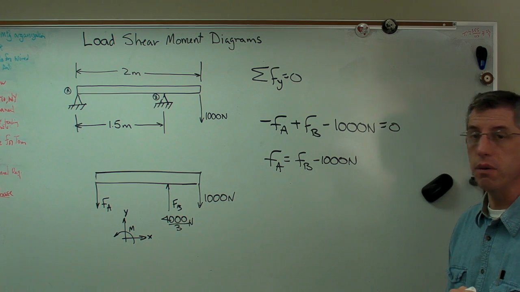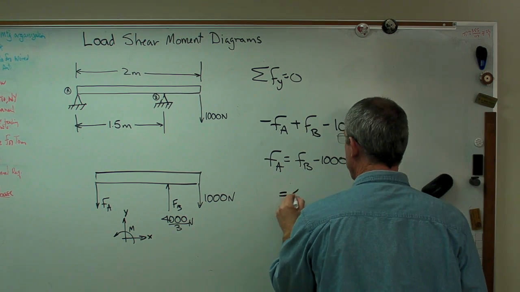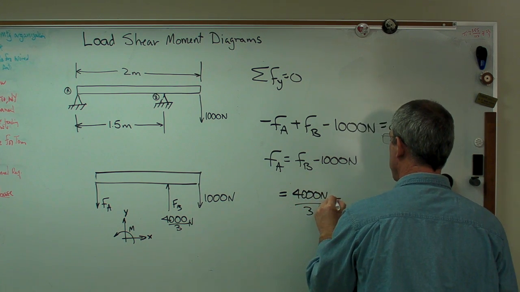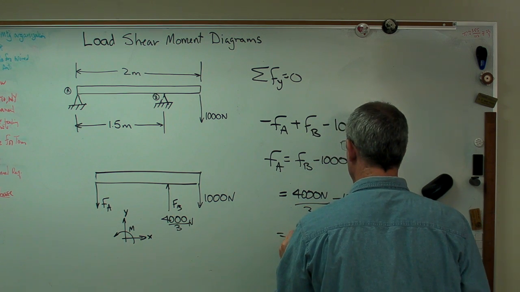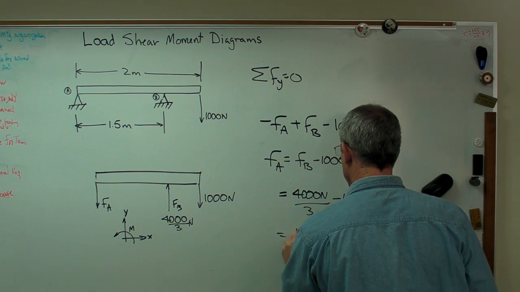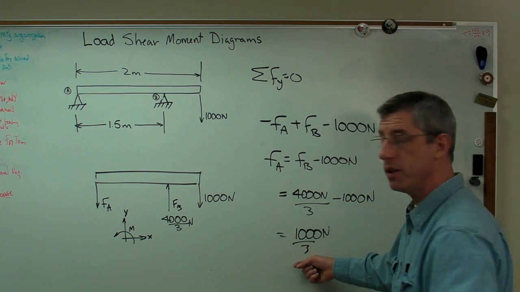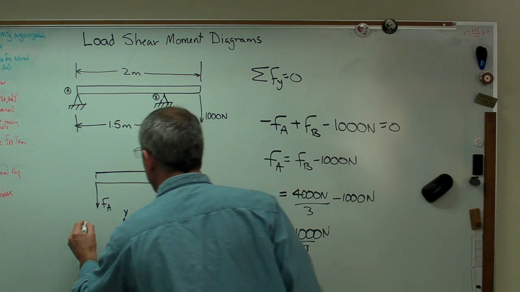Okay, so FA equals FB minus 1,000 newtons. Well, I already know FB, so that's 4,000 newtons over 3 minus 1,000 newtons, and that's going to give me a result of 1,000 over 3 newtons. And since it's positive here, it means I've assumed the right direction there. So I'm going to write that in.